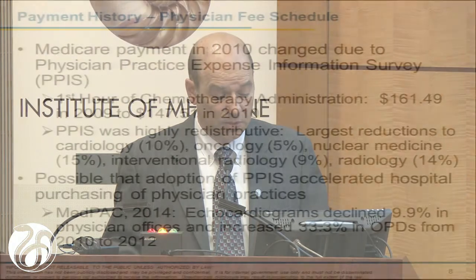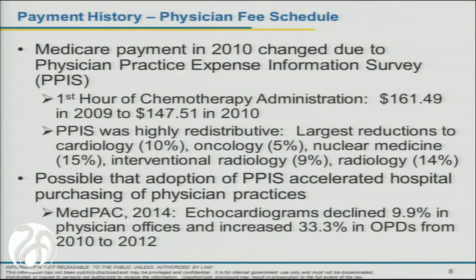And what happened when those surveys were done was they caused payments for those specialties to go up. When we went to the Practice Expense Information Survey, a multi-specialty survey across all specialties, and either stopped using the supplemental survey or incorporated the supplemental survey into, I can't remember exactly what we did, that caused payments for these specialties that had done these supplemental surveys to go down. So it's possible that the adoption of the Practice Expense Information Survey accelerated the purchasing of physician practices.